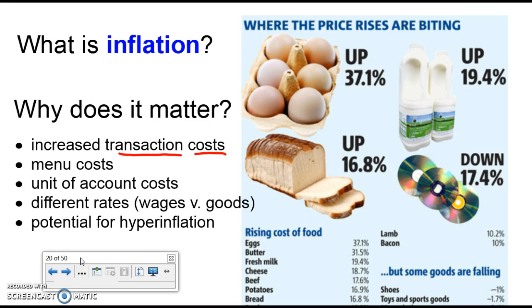Unit of account cost means it becomes more difficult for people to know what a dollar means or what a dollar is worth. The different rates means the things you buy might get more expensive before your wages actually go up. So that can cause a problem where you're kind of caught where it looks like your wages are going up but your real income is actually going down.